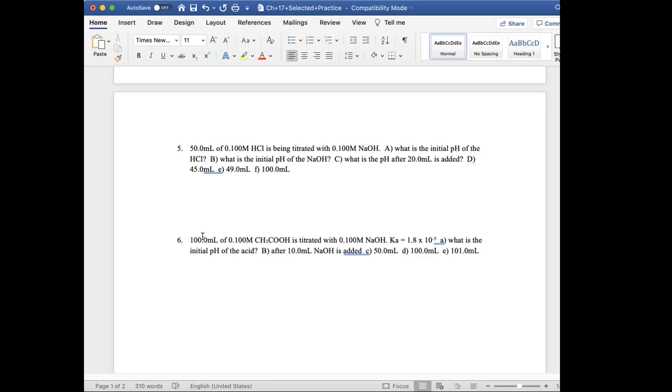So, okay, we got 0.1 times 0.05 for C, to get the moles of NaOH there. That should be 0.05, right? Subtract that by 0.00013. And then I get 0.0049. All right, so that's the moles of the OH. And let's divide that by the total volume, which is going to be 0.15, right? Yeah.